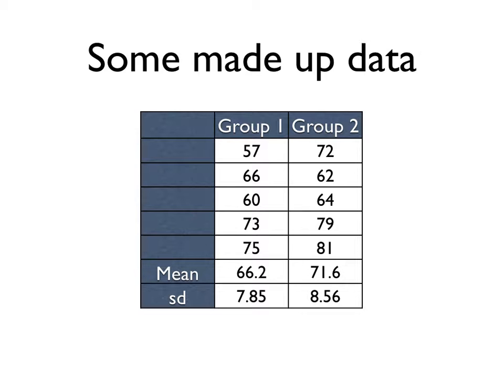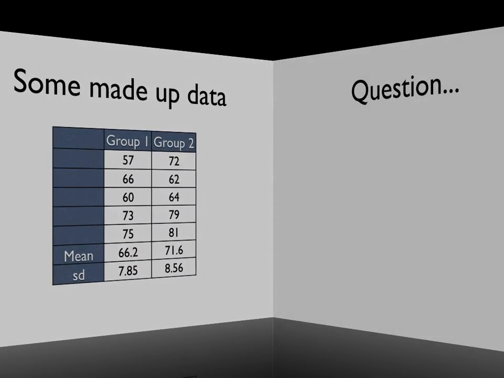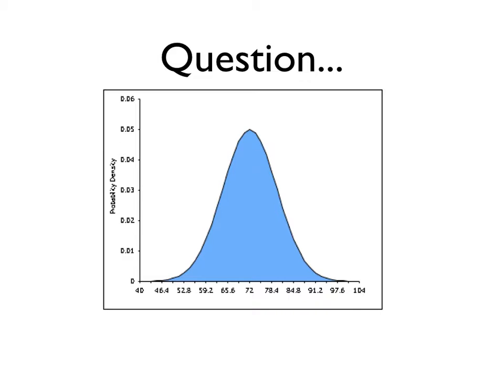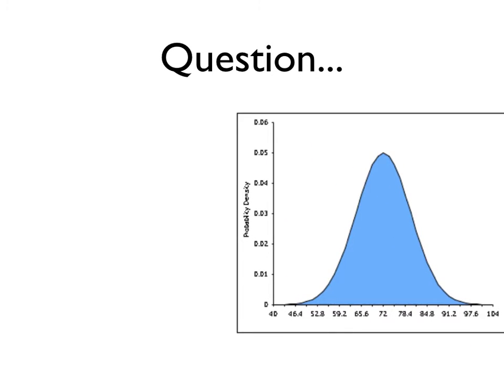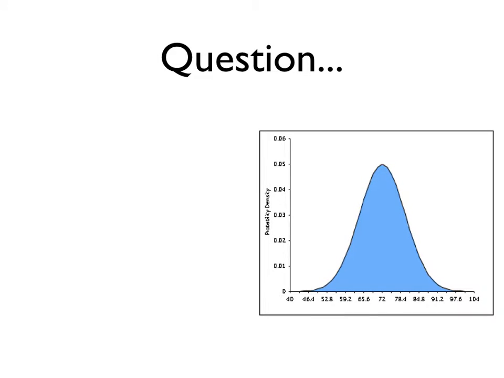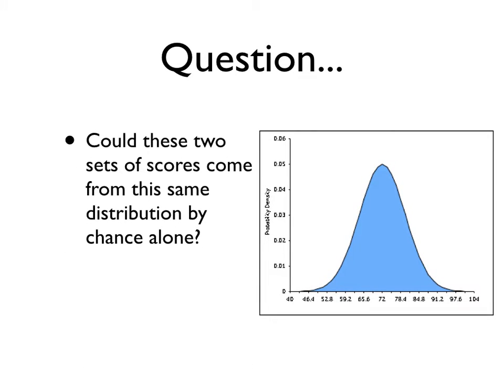Okay. Here's a question. This is sort of the question I asked, but it's a little asked backwards. Here's a curve. This would be one of them normal curves. It's a normal curve. I keep saying normal curve. It's got a mean of 72. I moved it. Can't do that with PowerPoint. I mean, it's smaller. Try that with PowerPoint. Okay. Could these two sets of scores come from this same distribution by chance alone?